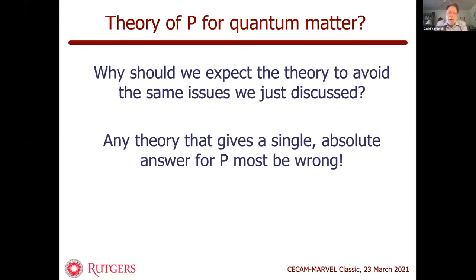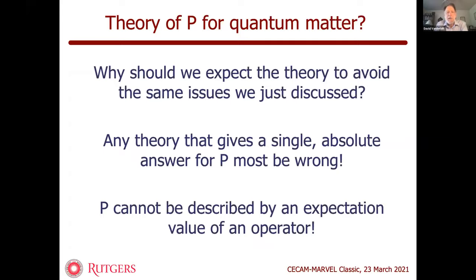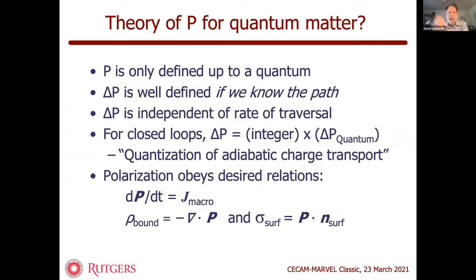But any theory for electric polarization that gives you a single absolute answer must be wrong, because why should we expect our theory to do any better for a quantum mechanical system than it did for this even simpler system of elementary point charges? So we cannot expect the polarization to be described by any formula that writes it as an expectation value of an operator in the same way that we would for a charge density or a force or a total energy. So I don't think we appreciated this enough at the time. We were sort of forced into developing this theory because we were trying to calculate things in barium titanate and we weren't really thinking deeply enough. But this in retrospect is, I think, how we should have approached the theory.